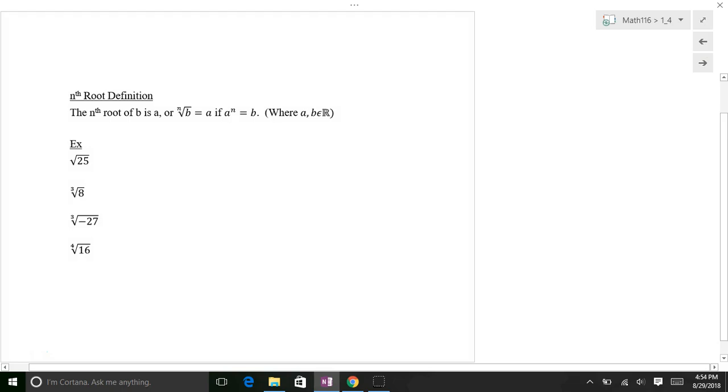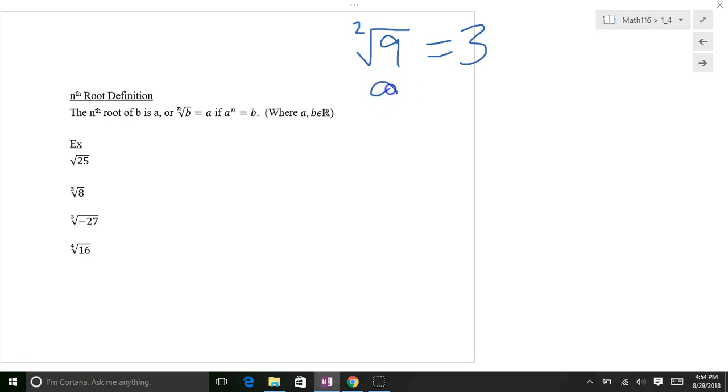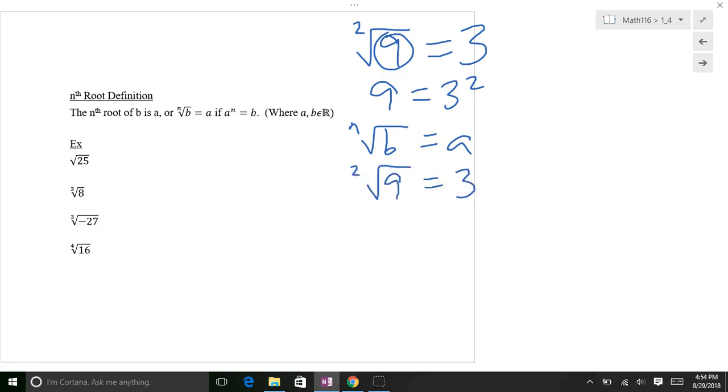So the nth root definition says the nth root of b is a if a to the n equals b. For example, let's go with the square root of 9. You probably remember the square root of 9 is 3. In other words, that's a second root. The second root of 9 is 3. That means 9 is equal to 3 squared. If the nth root of b is a, it means the second root of 9 is 3, and that's because 3 squared is 9. That's what it means.